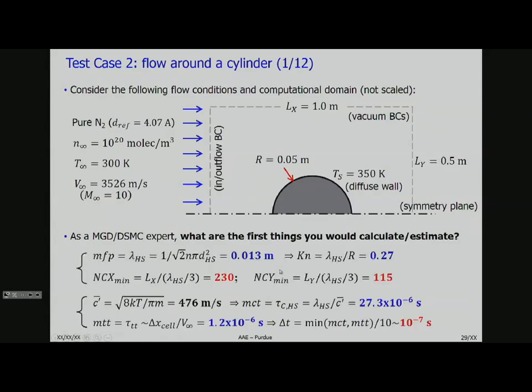The first thing done here is you try to get your mean free path, computed with the hard sphere approximation. Then my Knudsen number, where my length scale in this case will just be the radius. Then calculate the number of cells required in the x and y direction, and then calculate the time step.